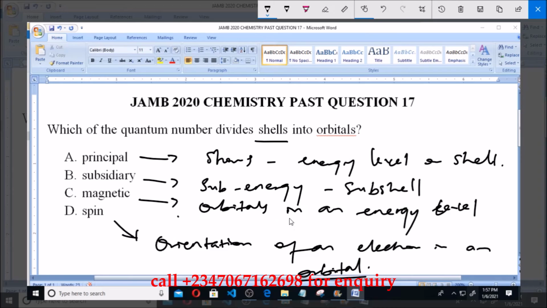So from this explanation, the answer to this question is option C, magnetic quantum number, that divides shells into orbitals, because it represents and shows the number of orbitals in an energy level.